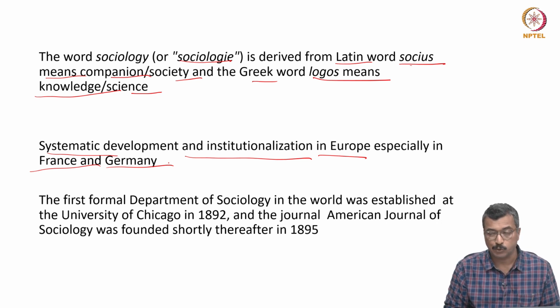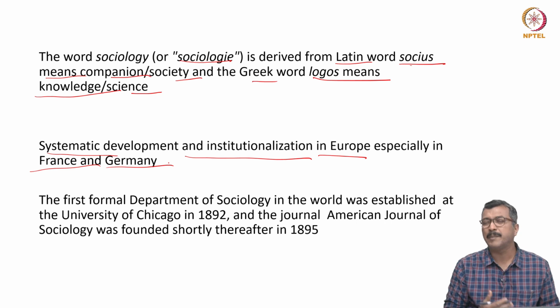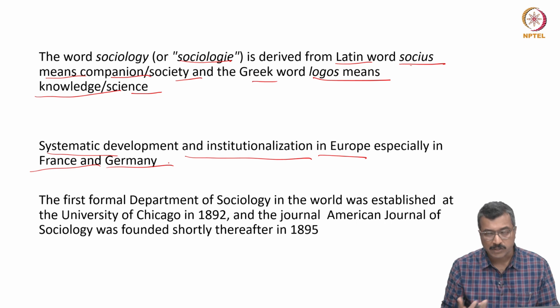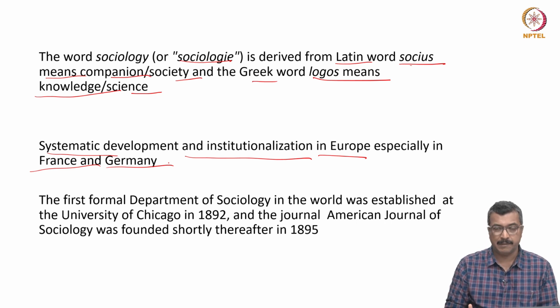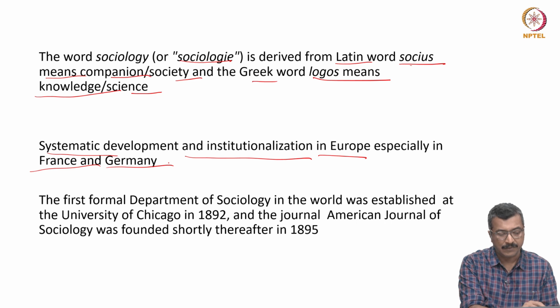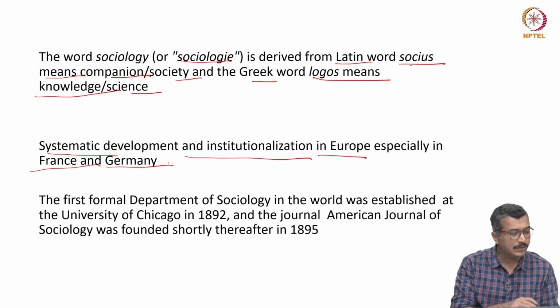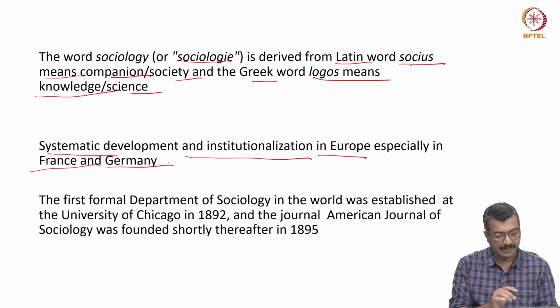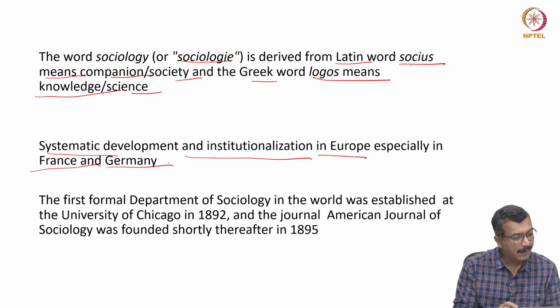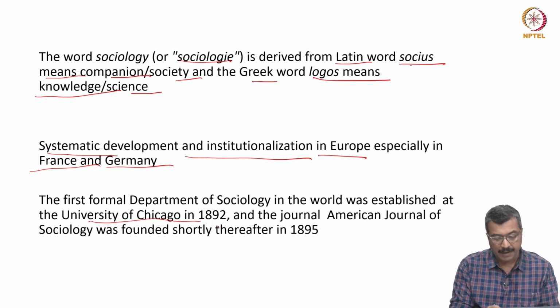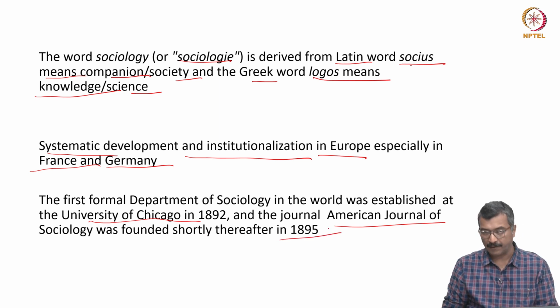The founding father of sociology, who is seen as maybe the father of sociology, though that is a very vague usage, is Auguste Comte, who was French. And so these are the two places, Germany and France, and to a lesser extent England, the three major places in which sociology emerged as a discipline. The first formal department of sociology in the world was established at the University of Chicago in 1892, and the American Journal of Sociology was founded shortly thereafter in 1895.